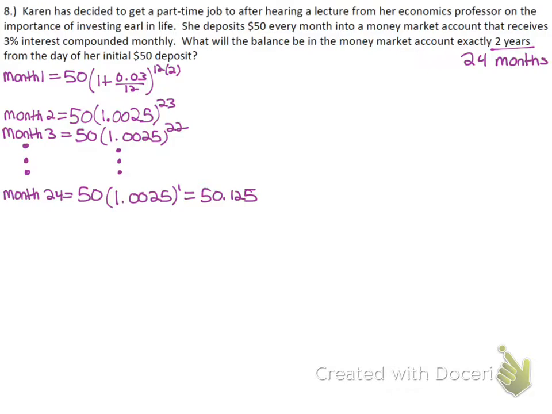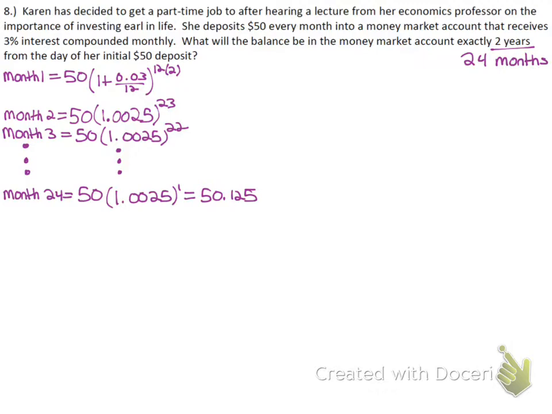So now what's this question asking? What will the balance be in the money market account 2 years from the day of the initial deposit? So they want to know the total, or the sum, of all of these values here. So we're talking series, but is this arithmetic or geometric? Take a look. Are we adding each time, common difference, or are we multiplying each time? These parentheses hopefully are a giveaway here to tell you that we are in fact multiplying, therefore this is a geometric series.